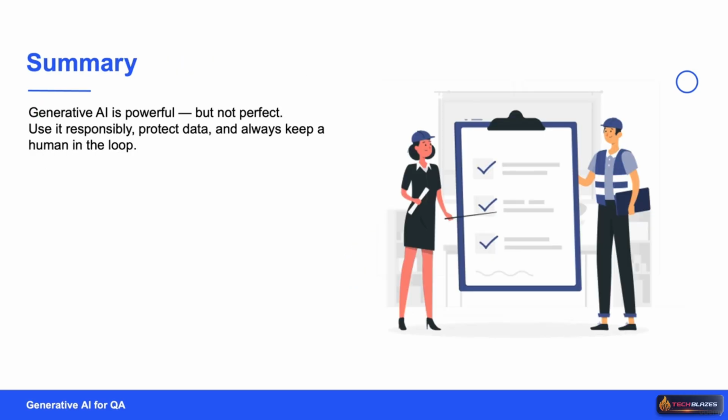To sum up, generative AI is an amazing technology, but it's not flawless. It needs guidance, context, and responsibility. When used wisely, it becomes a huge advantage for QA engineers. But if we forget about privacy, ethics, or validation, it can create more problems than it solves. So keep AI as your partner, not your pilot, and you'll get the best out of it.